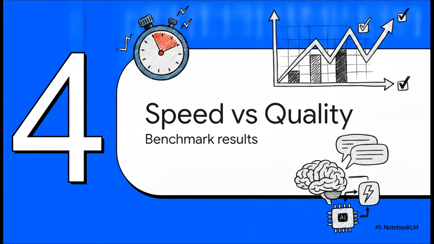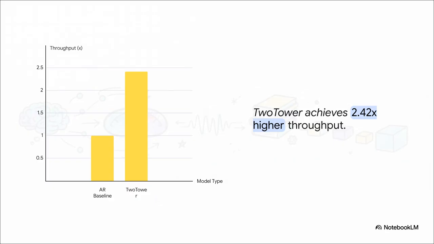Okay, theory is great and all, but does it actually work in practice? Let's transition to Section 4 and look at the benchmarks, speed versus quality. Take a look at this massive jump. When they ran two-tower on two H100 GPUs at the default confidence threshold, it hit a 2.42x increase in wall clock generation throughput compared to the standard AR baseline. That is nearly 2.5 times faster in actual real-world time.